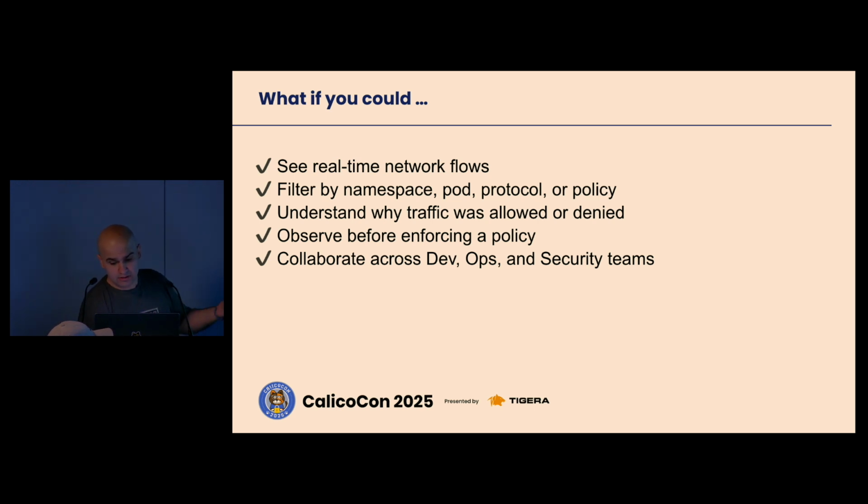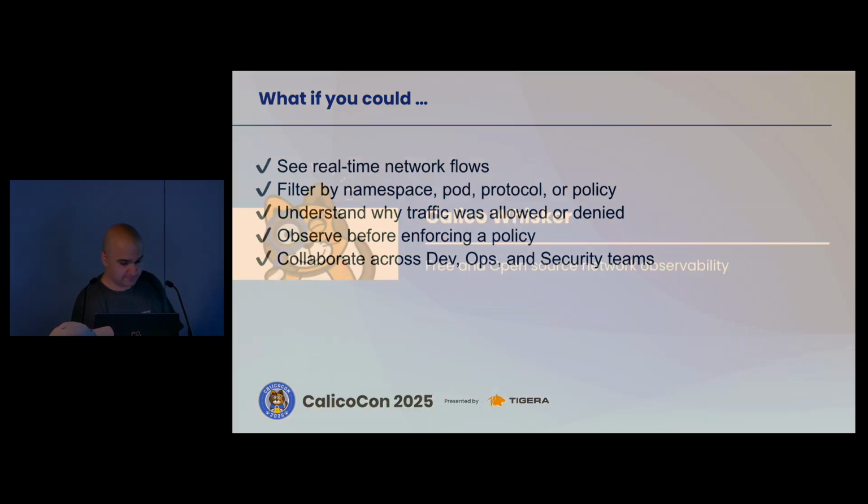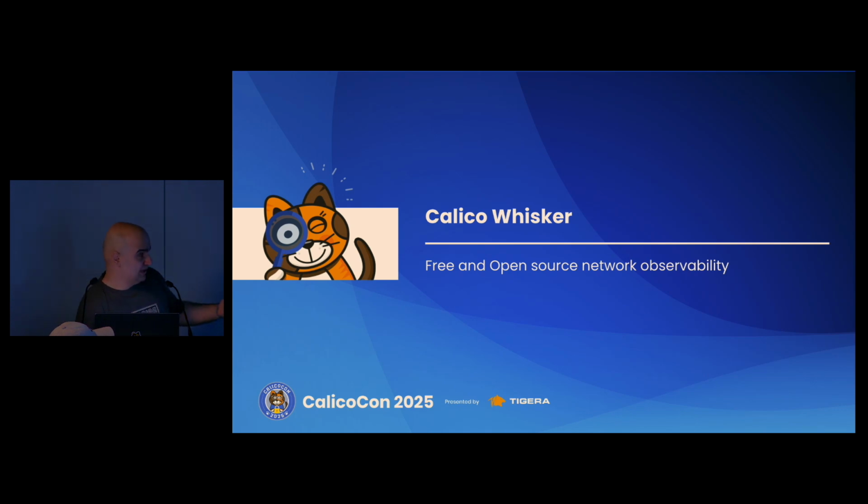And you can also use the Calico flows to collaborate across teams. So you can share your flows with your peers, developers, other people, and say, all right, your application requires both port 80 and 443 or those sort of things. And I say it because I can see these flow logs in the environment. Now, that being said, Calico Whisker.